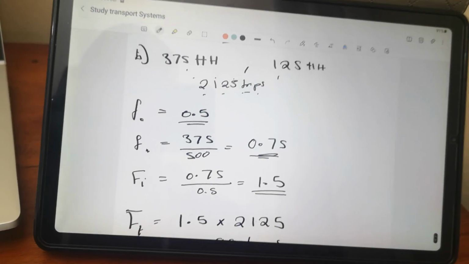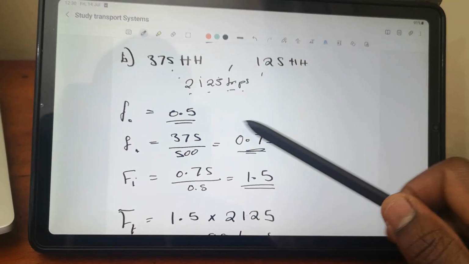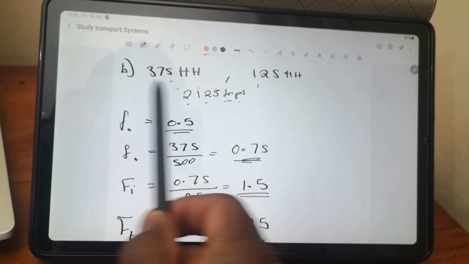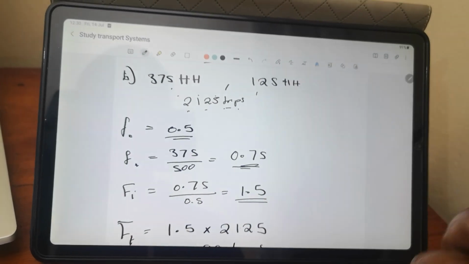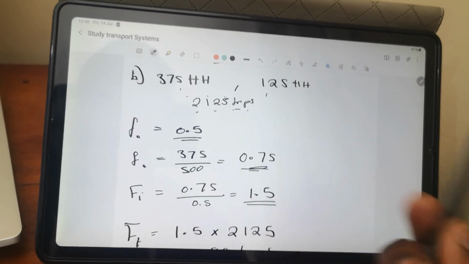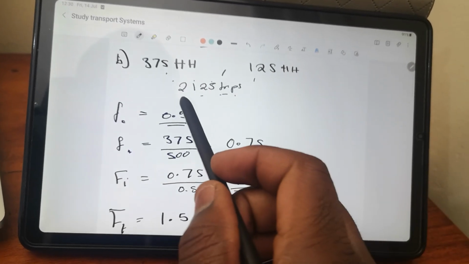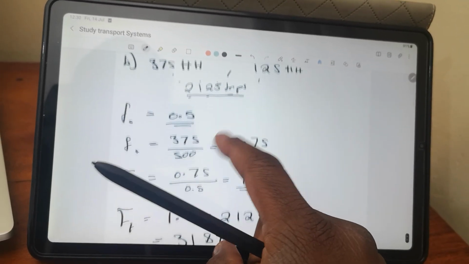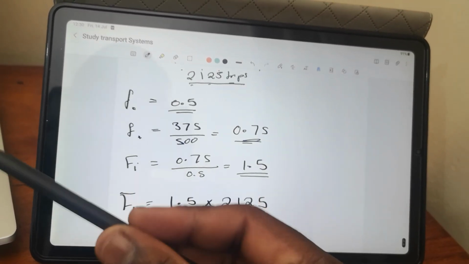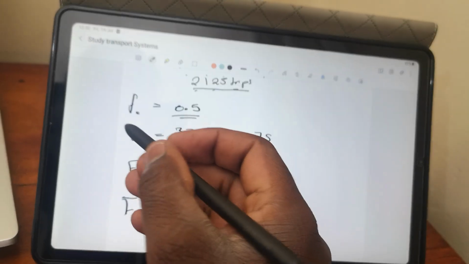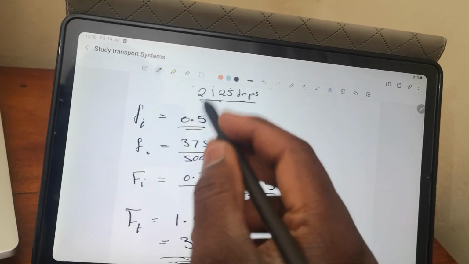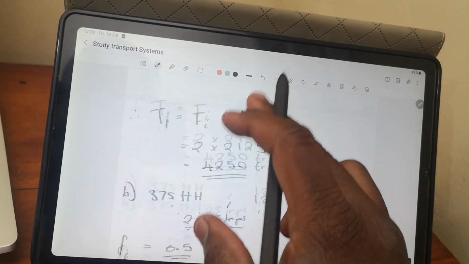4,250. Okay, so for our condition B, there is an increase from 250 to 375 owning cars. So the other 125 households don't own cars. The total number of trips from our initial condition is 2,125. Then we find the ratio for people owning cars, which initially we know is 0.5, as we calculated in our previous example.